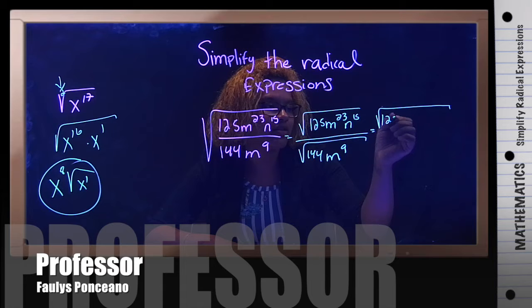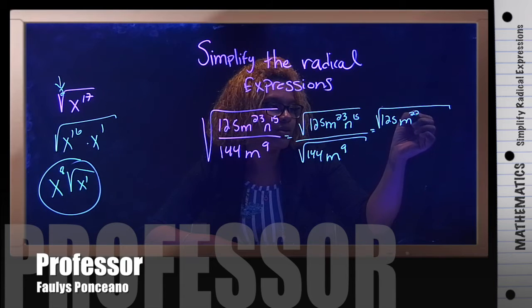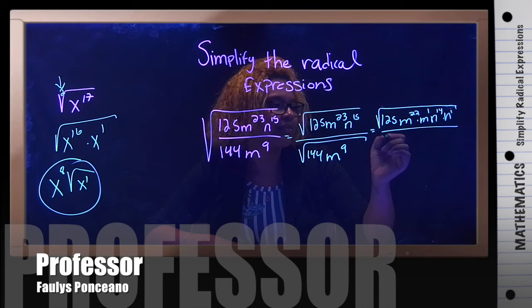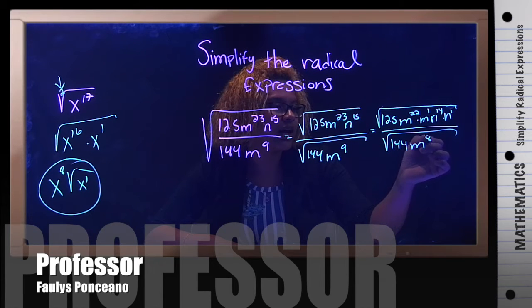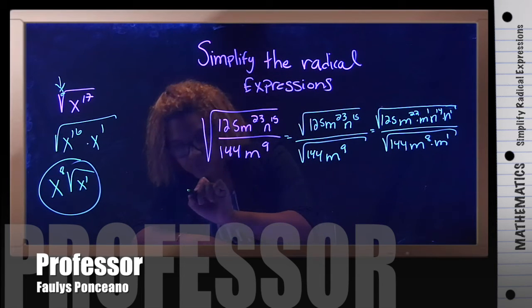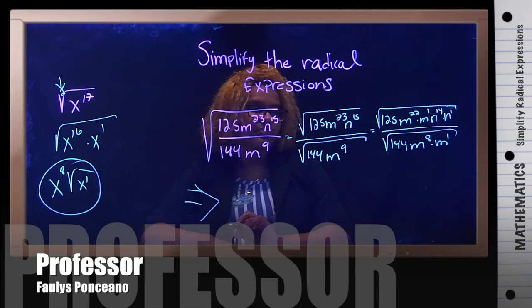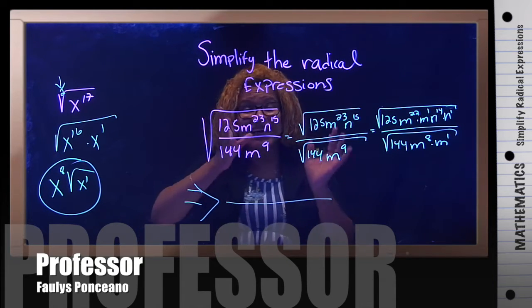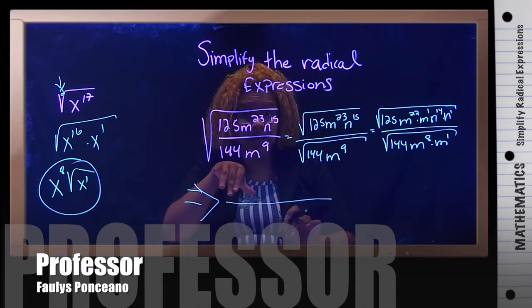So I have 125, m to the 22 times m to the 1, n to the 14 times n to the 1. Okay? In the bottom, I'm going to do the same: 144 times m to the 8 times m to the 1. Okay, so now I put my fraction bar, and I'm going to take everything out that can come out.